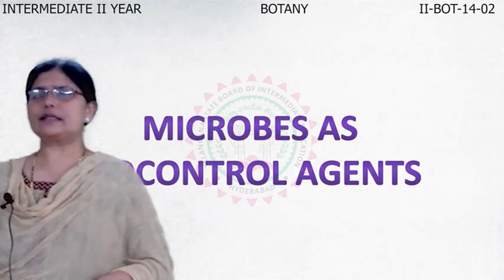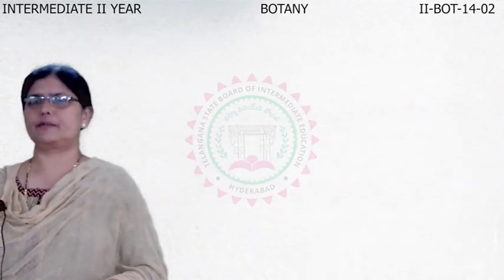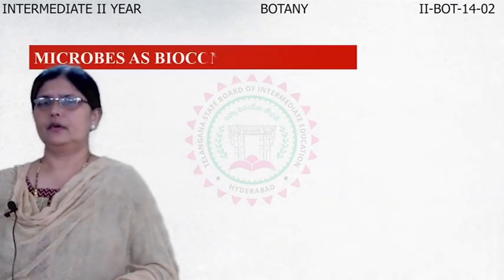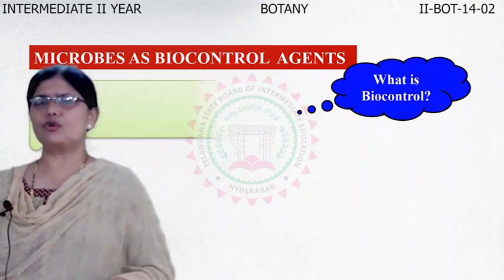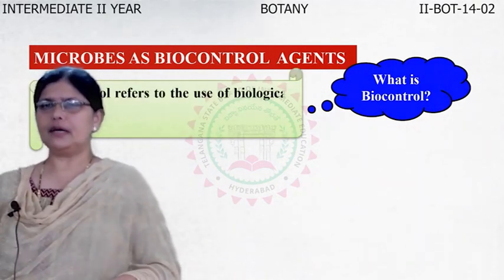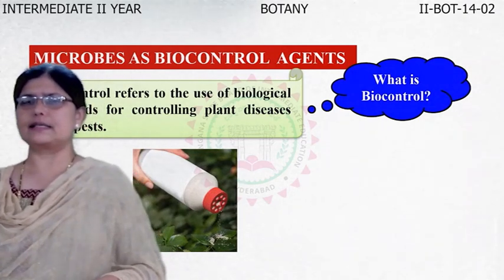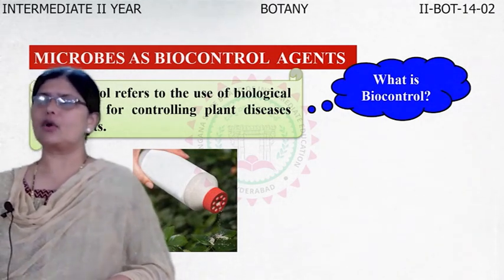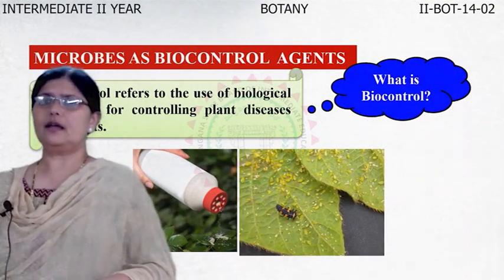Now, let us see how microbes are useful as biocontrol agents. Now, what is meant by biocontrol? It is nothing but the use of biological methods for controlling plant diseases and pests. So, that is called biocontrol, instead of using chemicals.